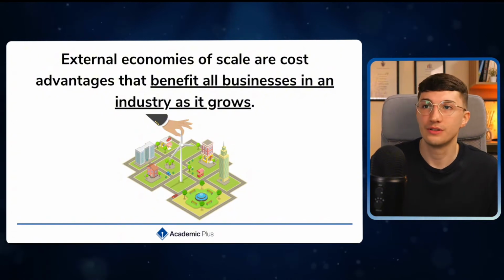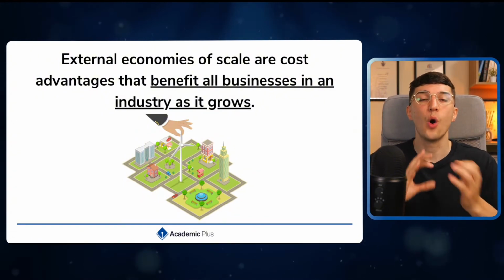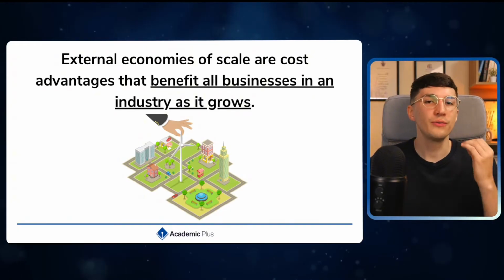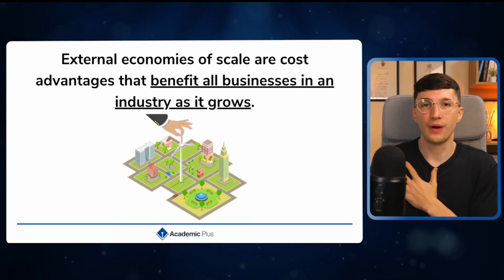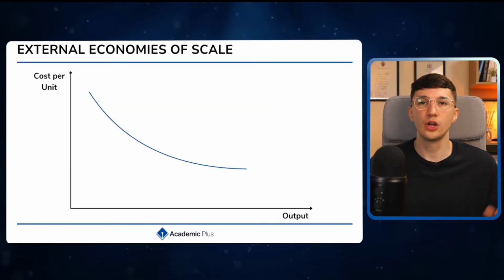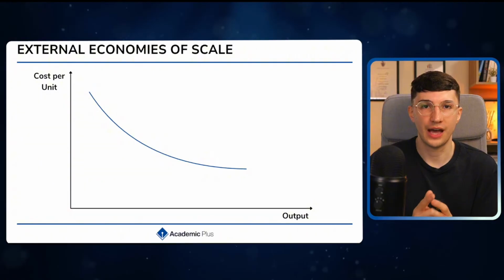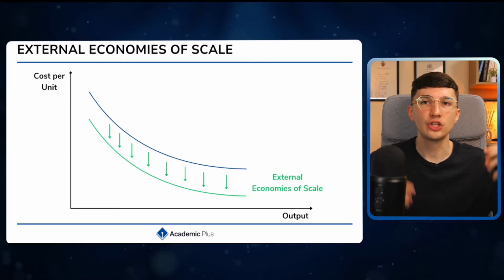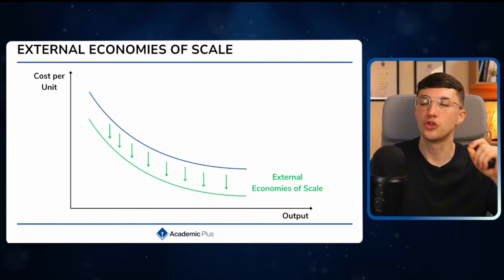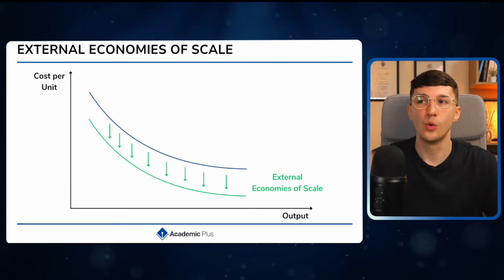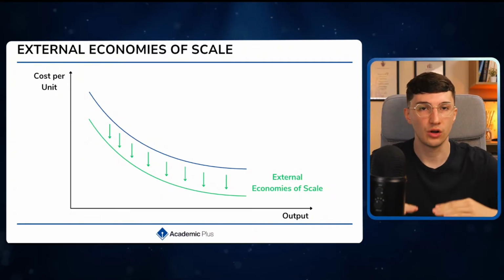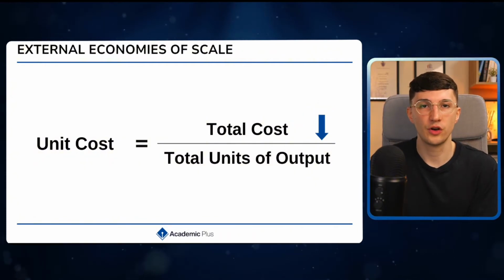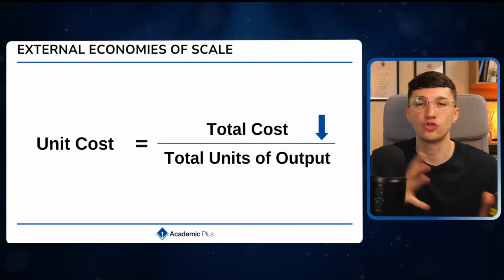So external economies of scale are the cost advantages that benefit all businesses in an industry as it begins to grow. So these are factors outside of our own operations, outside of our control. So when we look at external economies of scale, it's not necessarily the more units you produce, the lower your unit cost is. It's actually shifting the entire line down. So we're moving that entire unit cost line down. And the reason why is because our external methods of economies of scale help us reduce our total costs.